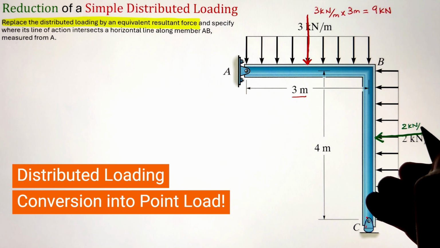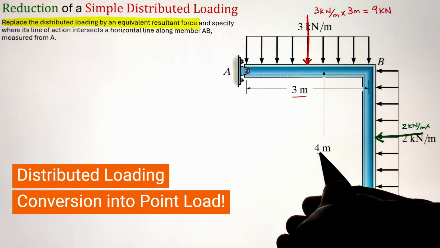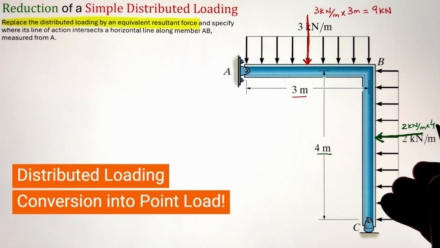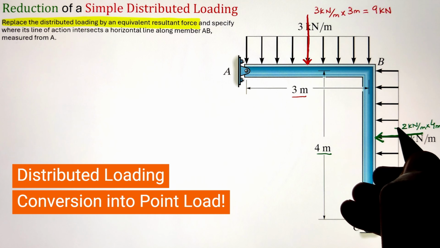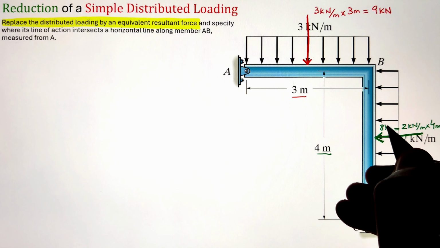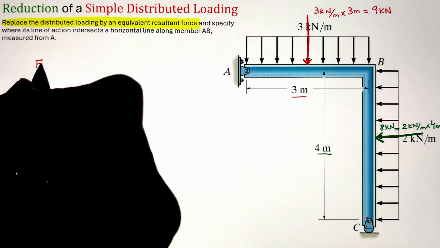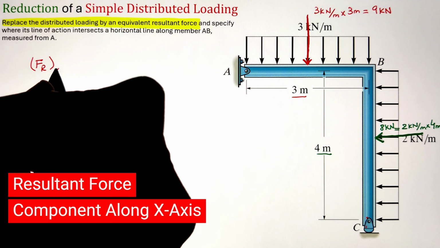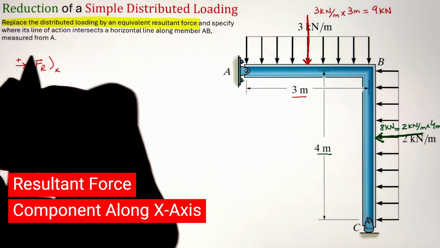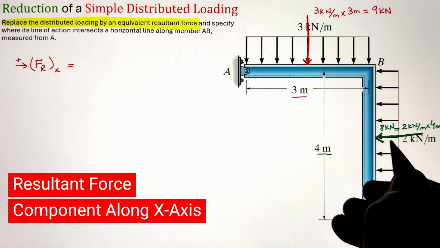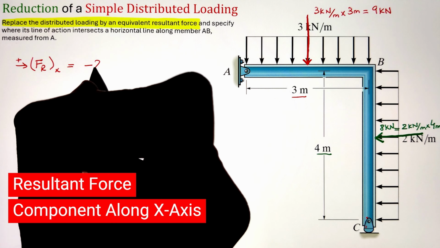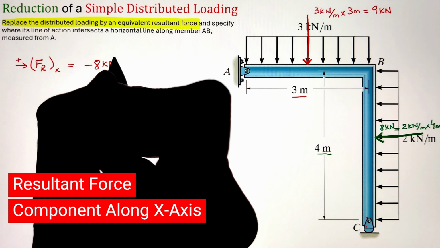Similarly, on the member CB, I have the loading of 2 kilonewtons per meter and it's applied at the span of 4 meters. If we multiply the two, it gives us a point load of 8 kilonewtons. Now these point loads basically act at the centroid of the area. So for the rectangular loading, it acts at the middle point of member AB and BC respectively.